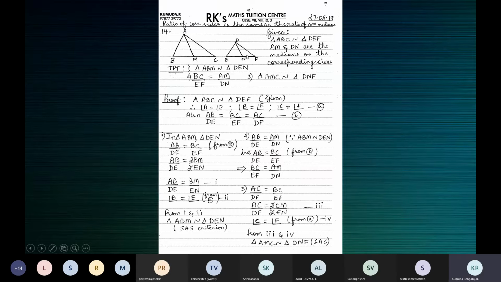For these two triangles, my screen is visible, right, children? Yes, ma'am. Yes, ma'am. Okay, children.